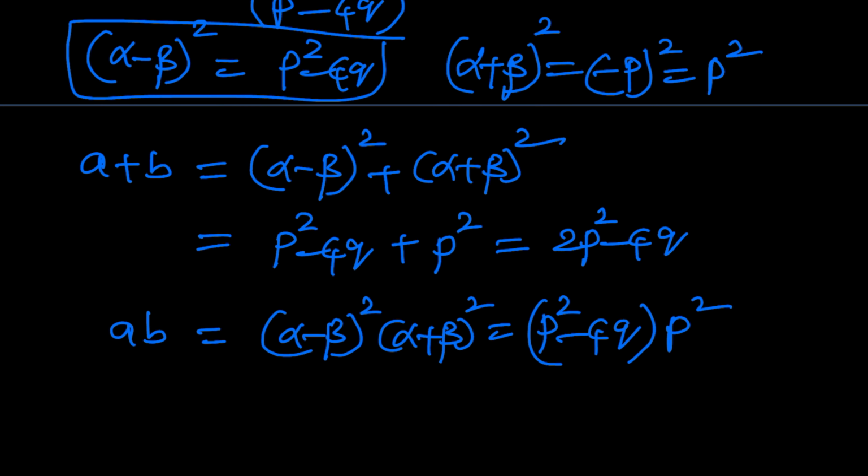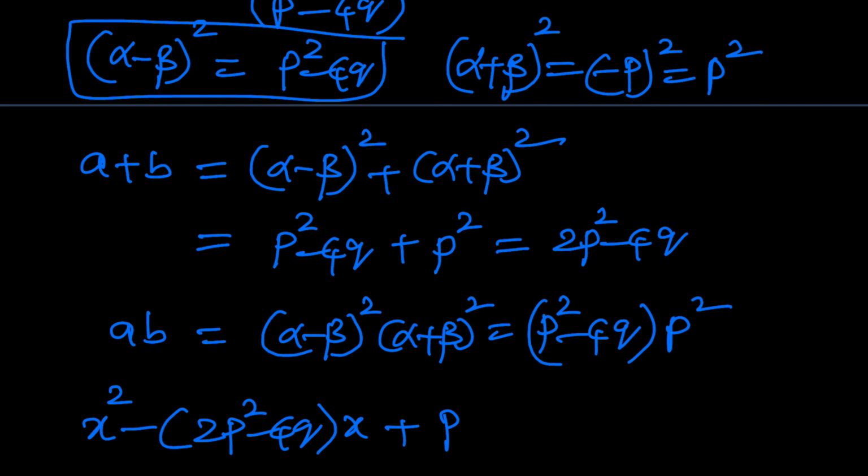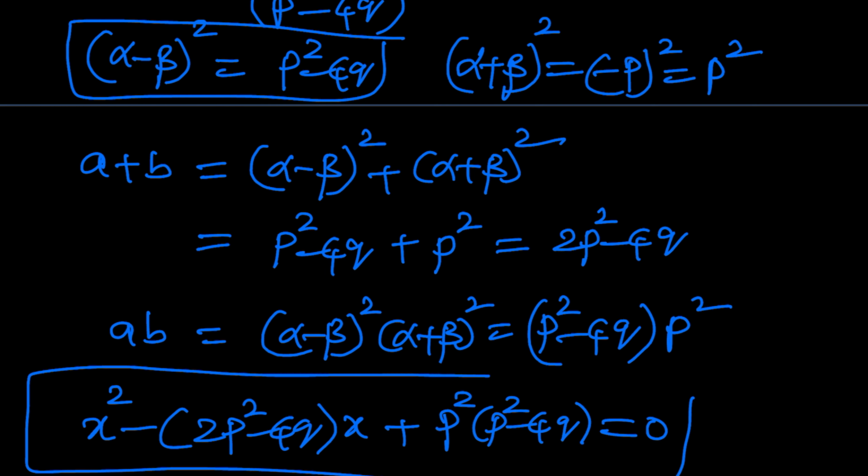Now these values substitute in the required equation. That equation is x square minus (2p square minus 4q) into x plus ab value, p square into (p square minus 4q), is equal to 0. This is the required quadratic equation.